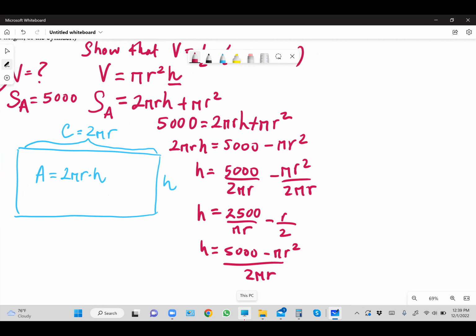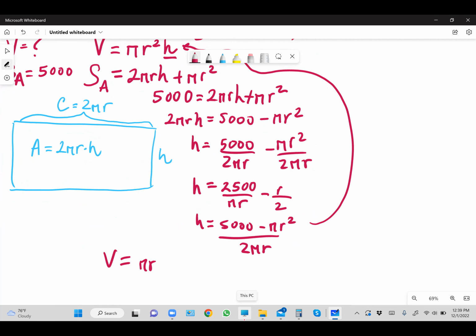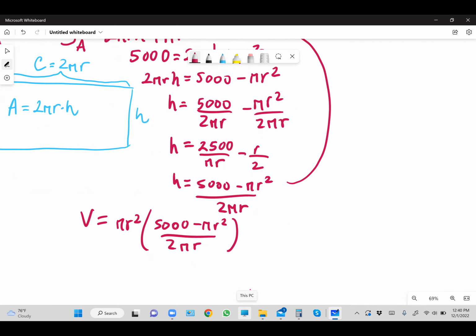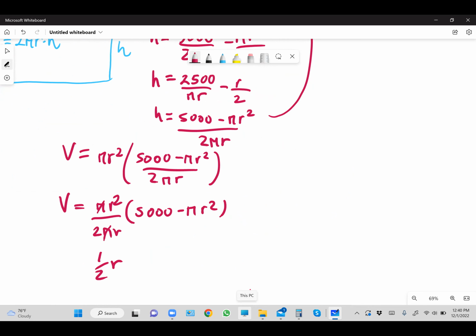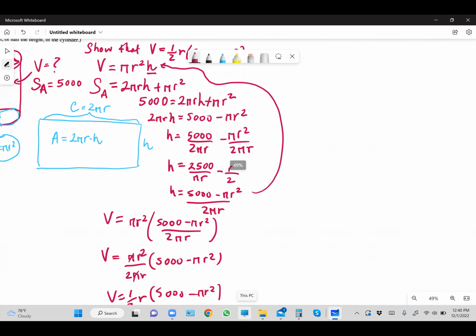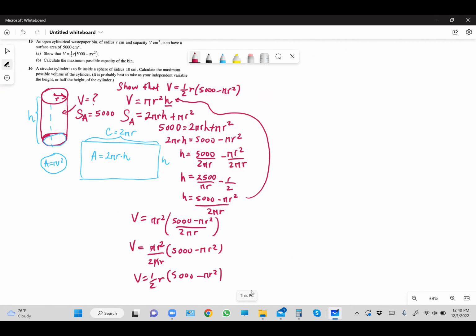So now I'm going to substitute that into there. So the volume equals pi R squared times 5,000 minus pi R squared divided by 2 pi R. I'm going to factor out a half pi R, so pi R squared divided by 2 pi R times 5,000 minus pi R squared, and then these cancel, and I'm left with half R times 5,000 minus pi R squared. We've just shown that the volume equals that. You saw that?